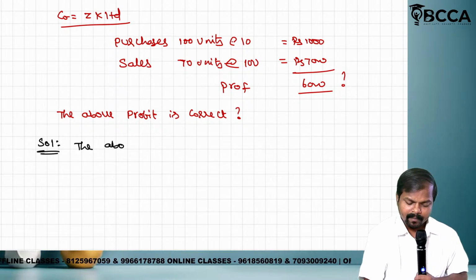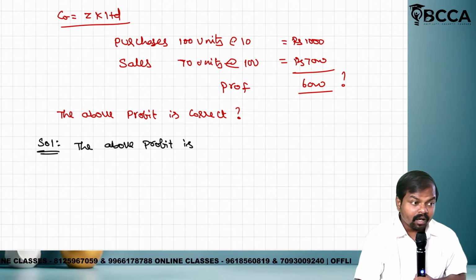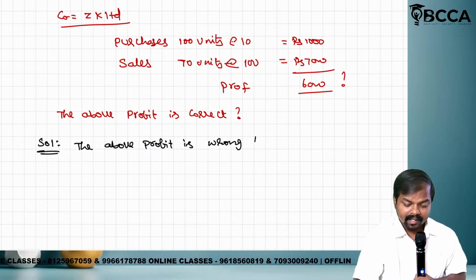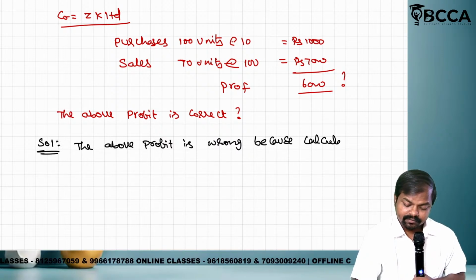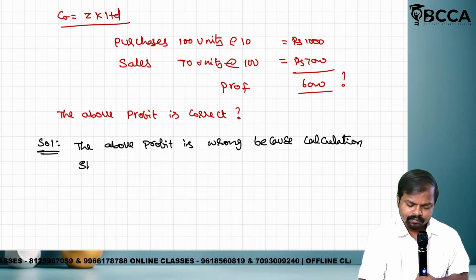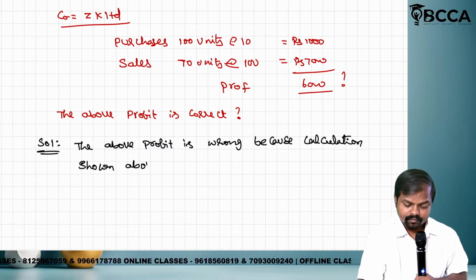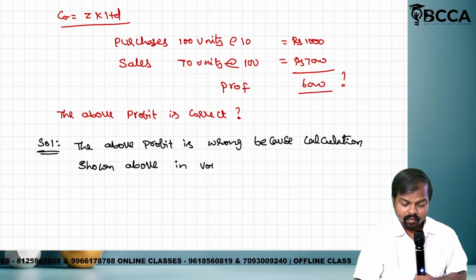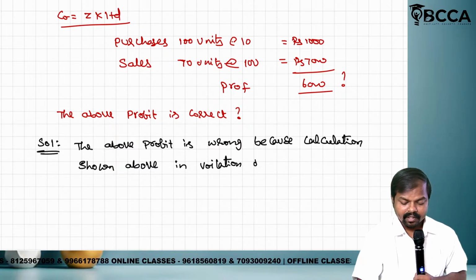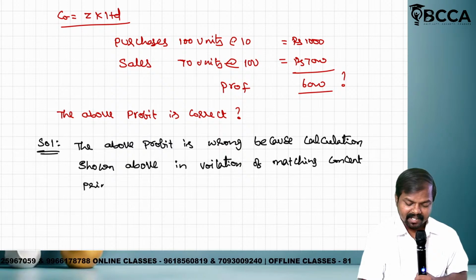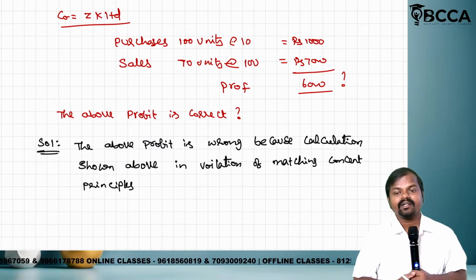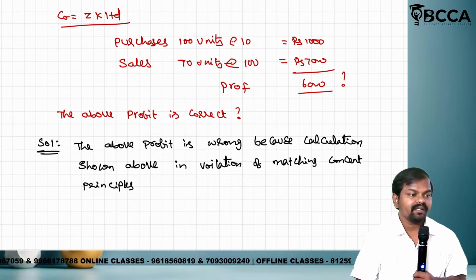The above profit is correct or wrong? Wrong. Why? Because the calculation shown above is in violation of the matching concept principle. Am I right? The matching concept principle is violated, it is broken.